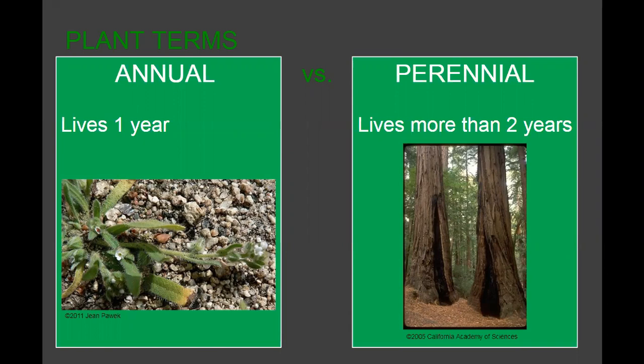And somewhere in between are biennial plants. These are plants that go through their life cycle, but it takes 2 years to complete. An example of that would be kale in the garden. Kale has that type of life habit or cycle.